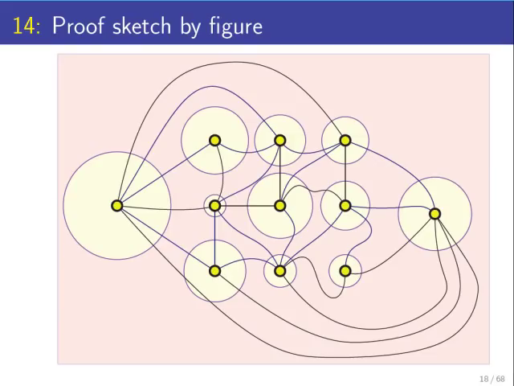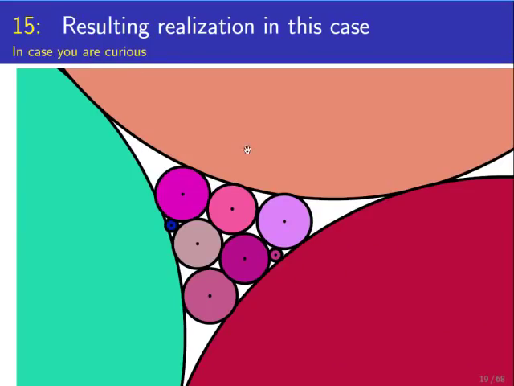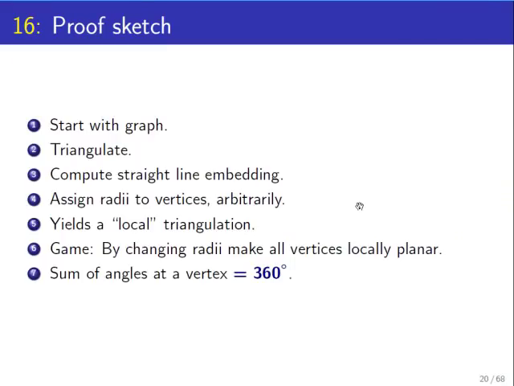Now, the amazing thing about this theorem is that currently that's the best thing we have. We don't currently have a finite combinatorial algorithm to compute this realization. So this is really one of those cases where we have an existential proof, and it would be nice, of course, to have a more constructive proof of this result. And this, by the way, is the realization of this graph as a set of touching disks.